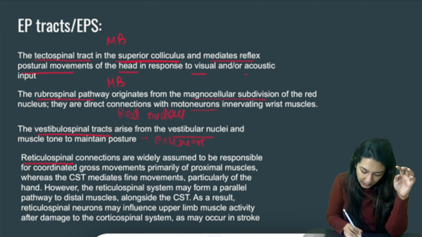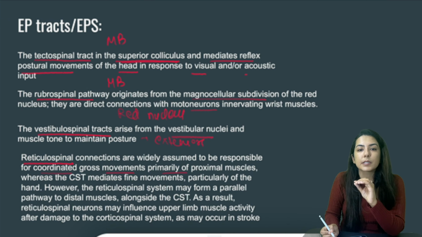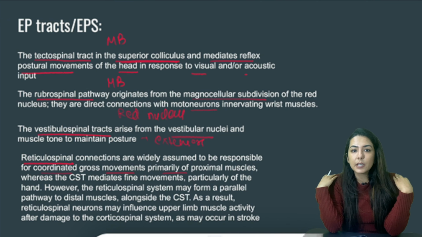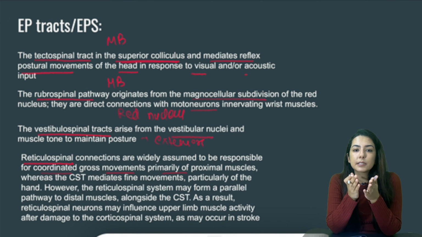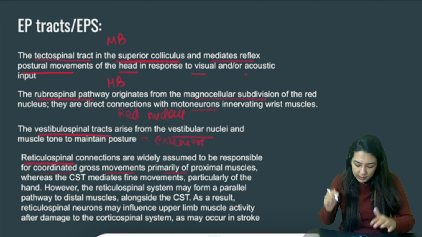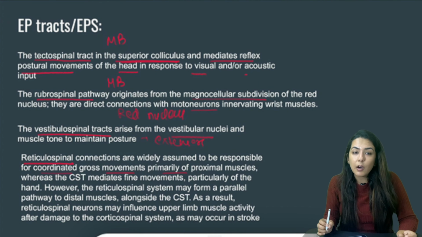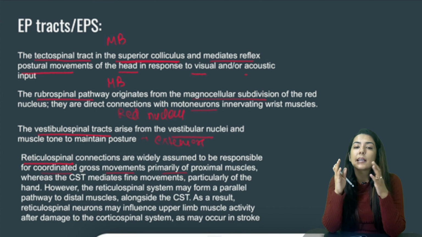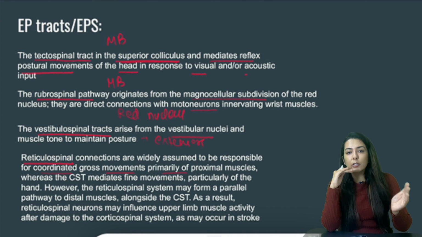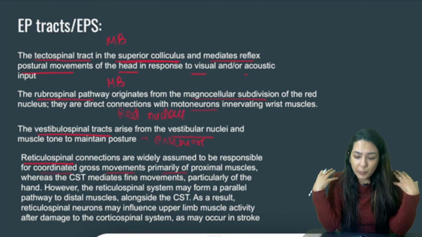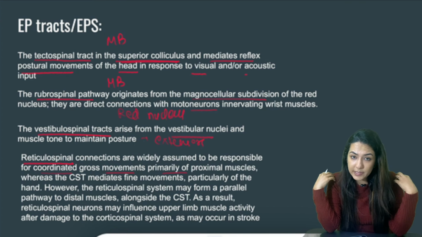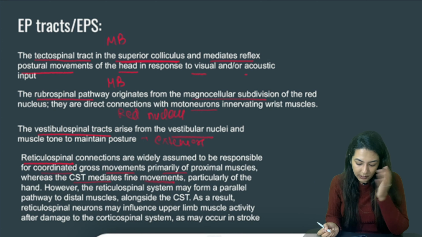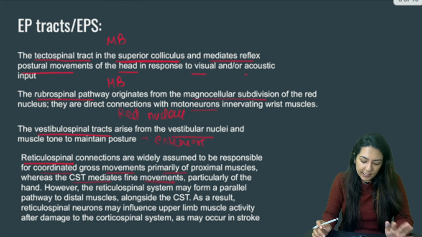It is responsible for coordinated gross movements, primarily of proximal muscles, especially of the upper limb. Again, for posture you need proximal muscles of the shoulders, of the hips, and of the back. So these proximal muscles are controlled by the reticulospinal tract. Distal muscles, like those of the fingers, are required for fine movements, and those are controlled by the corticospinal tract. So the reticulospinal tract is responsible for proximal muscle gross movements, whereas the CST mediates fine movements, particularly of the hand. I hope I am clear on this. These are your extrapyramidal tracts.